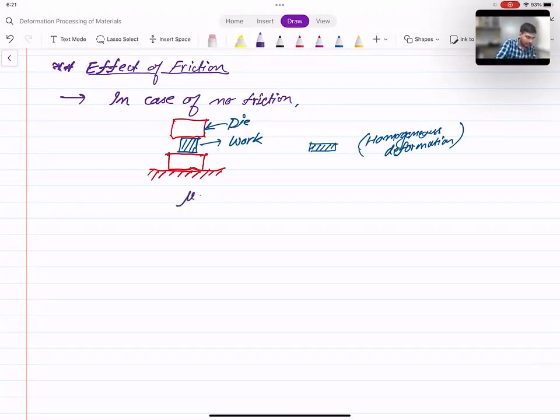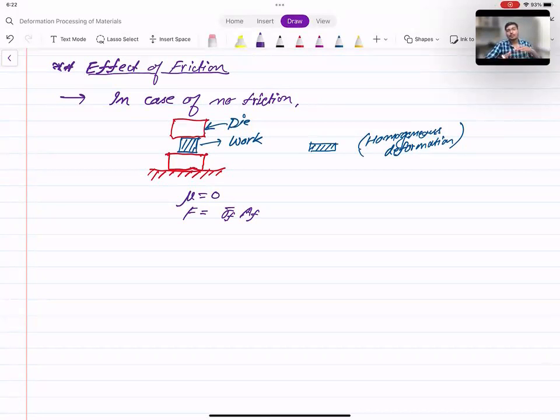Here friction is negligible, or in fact there is no friction, and the force simply comes out to be sigma f bar times Af, as we have seen earlier also. But what happens if there is some friction between the dies and the workpiece?